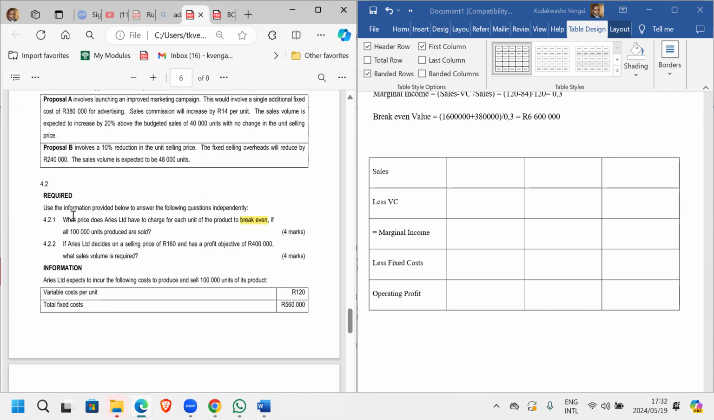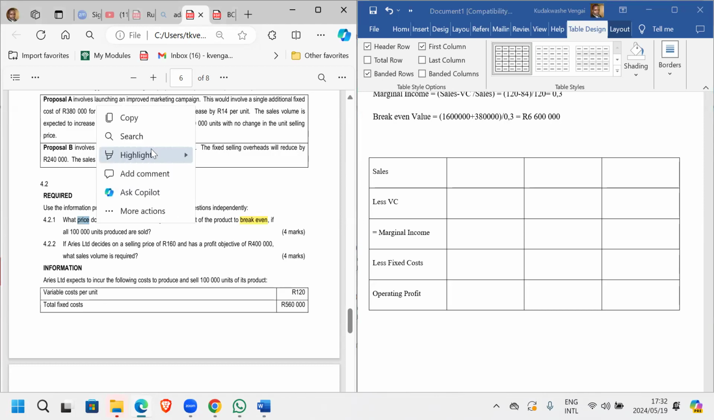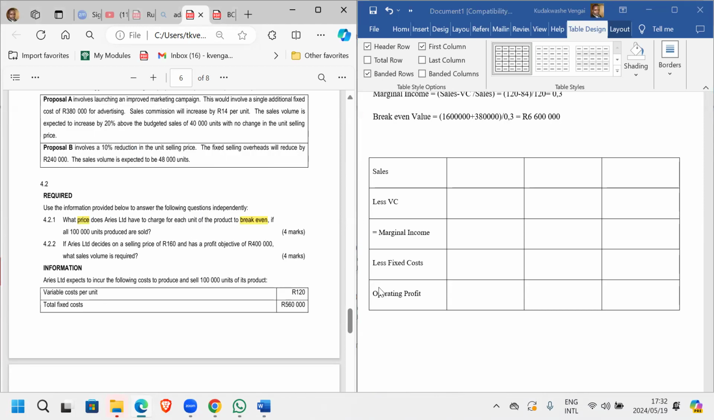So any question that asks you about the price, you start at the bottom. Remember, we're starting at the top initially, but you now start at the bottom. For you to get the price, you start at the bottom. So what is supposed to be my operating profit? In order to break even, my operating profit is zero. Because I've been asked to break even. So here I fill in zero.